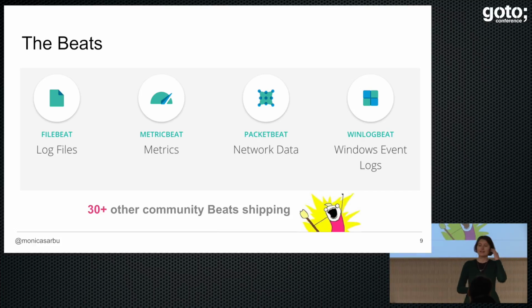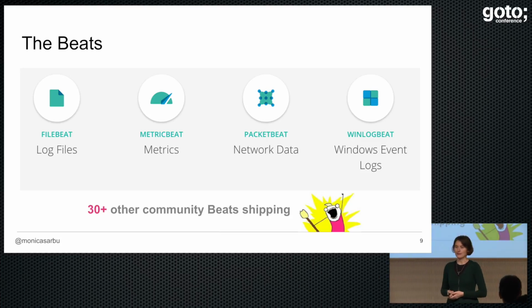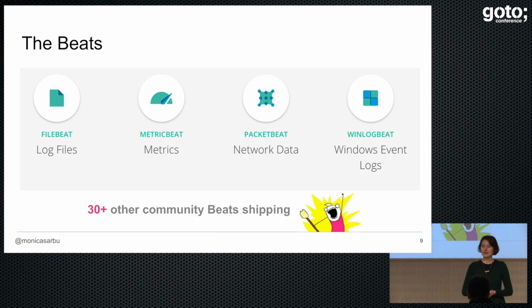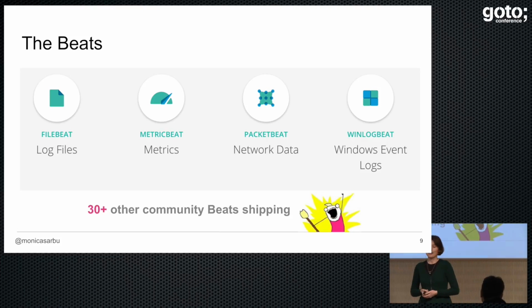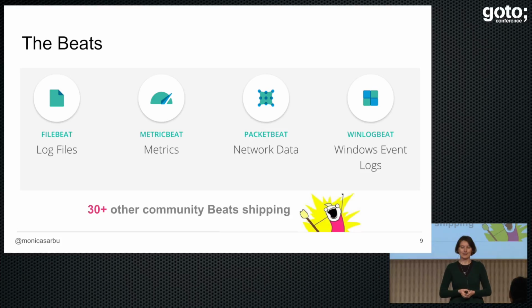So the Beats consist of a suite of lightweight shippers, and we have one for each data type. For example, we have Filebeat for log files, Metricbeat for metrics, Packetbeat for network data, and Winlogbeat for Windows event logs. And if none of these beats that we created gets the data that you need, you can create your own beat by using the Beats platform. And the proof is that more than 40 beats are already created by the community.